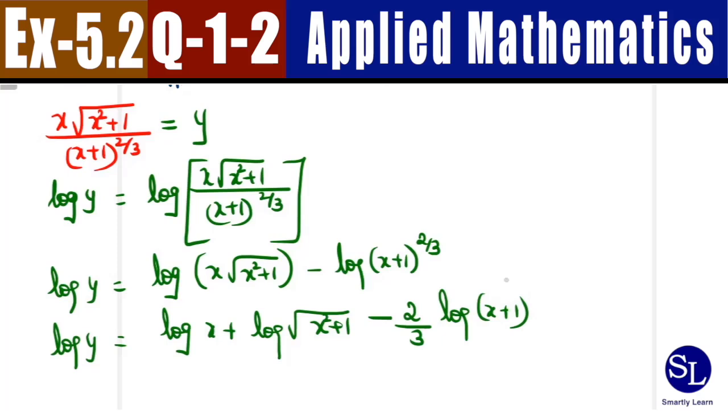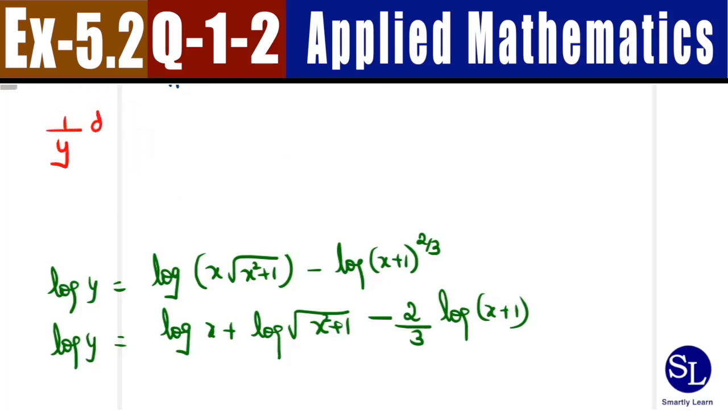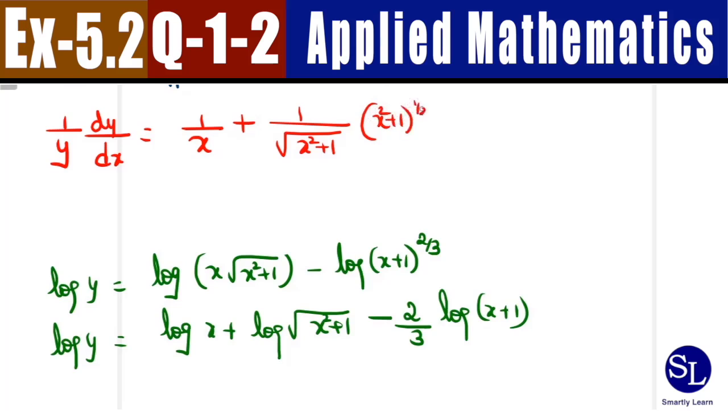So let's differentiate both the left and the right side with respect to x. So this will be 1 by y dy by dx. This is differentiation of log x, which is simply 1 by x. Now differentiation of log of root of 1 plus x square is 1 divided by root of x square plus 1 into differentiation of root x square plus 1 the whole power half. That is chain rule for us. So I'm just putting a dash notation here, minus 2 by 3 log of x plus 1. So it is simply 1 by x plus 1. Now this we are going to apply chain rule and differentiate.